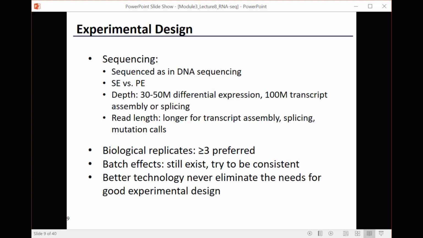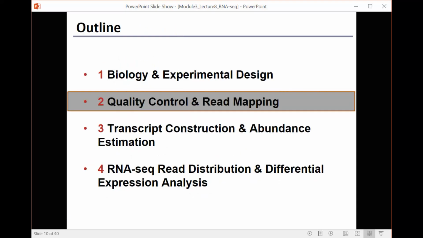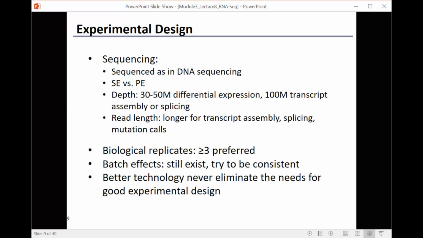And for the read length, typically it's 75 base pairs to 150 base pairs. If you want to do transcript assembly or splicing event study or mutation calling, then I would recommend longer reads. And if you want to do expression profiling, then for the same throughput, I would recommend shorter read length, but more reads.